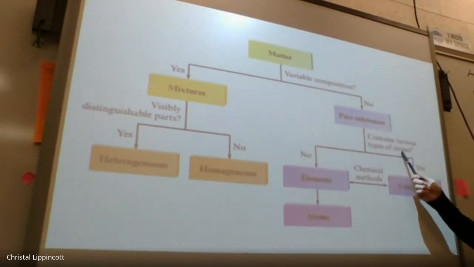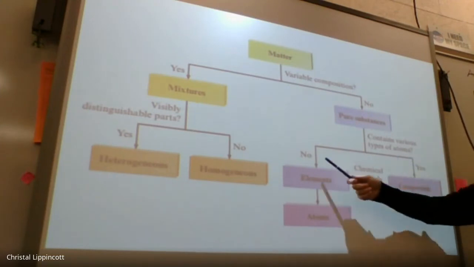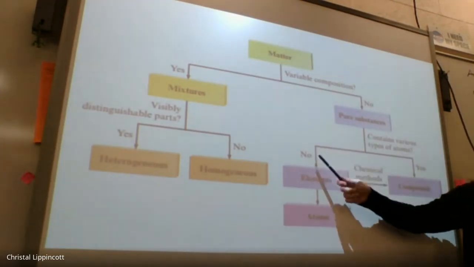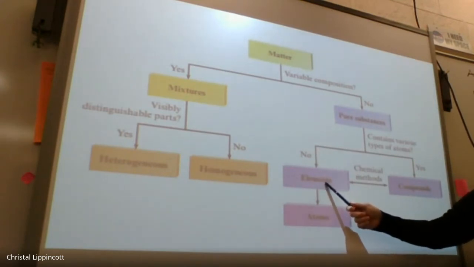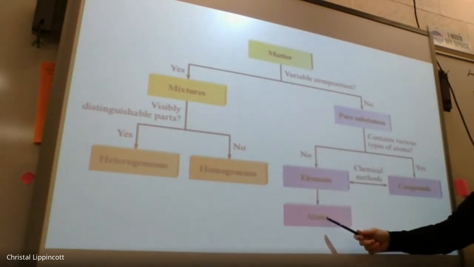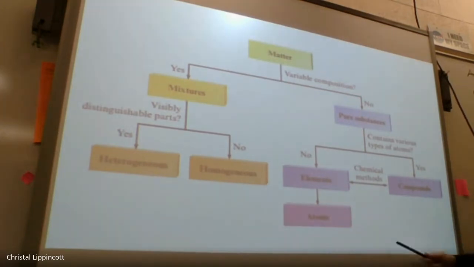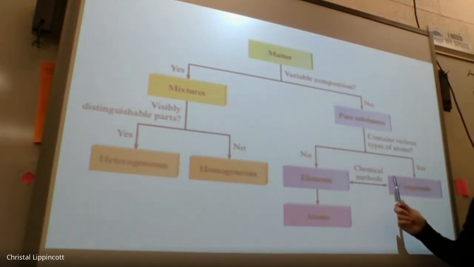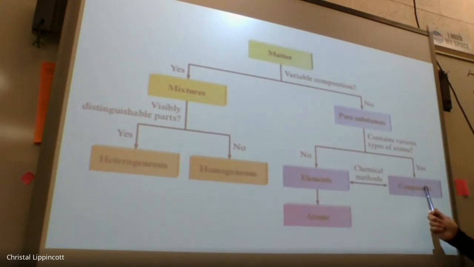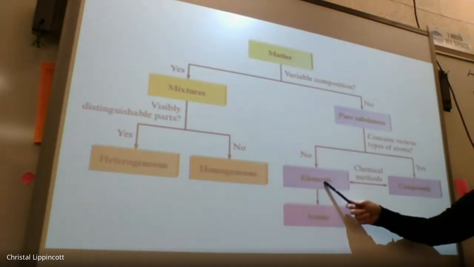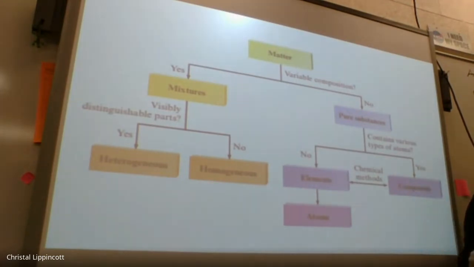Over here, if we have a variable composition, we have pure substances. They're going to contain various types of atoms. If that is the case, then we're dealing with compounds. If it's not, then we're dealing with elements. Elements, then, the smallest part of those is an atom. And when we're dealing with the atoms, if they're in a compound form, we can use a chemical means to be able to separate it into the individual elements. Good? All right.